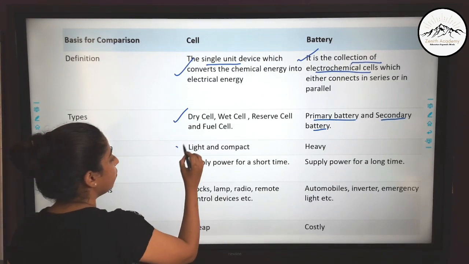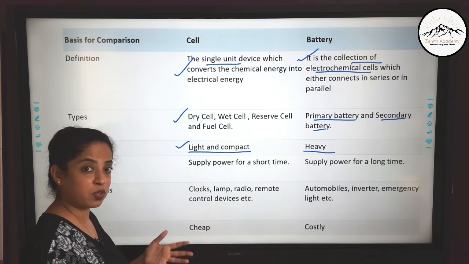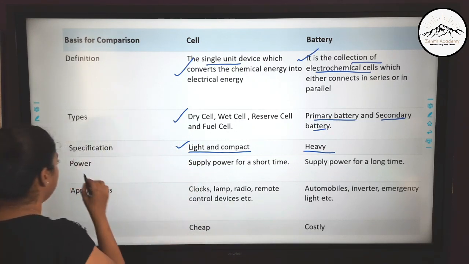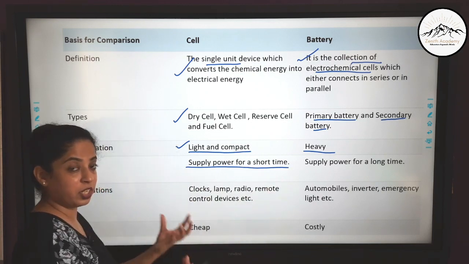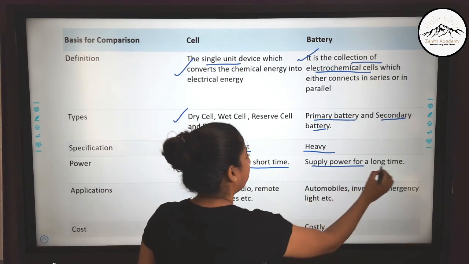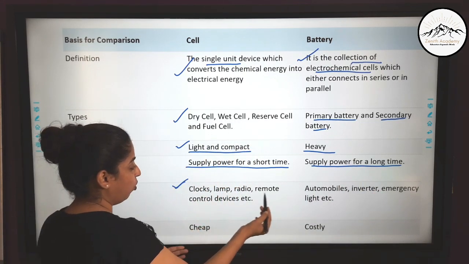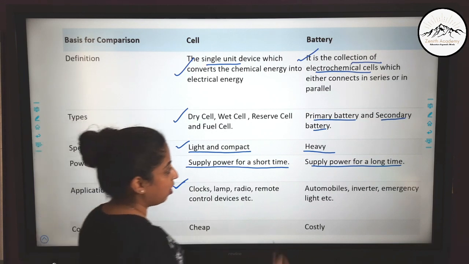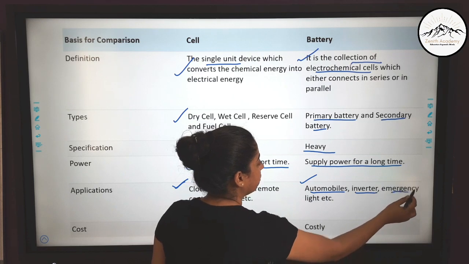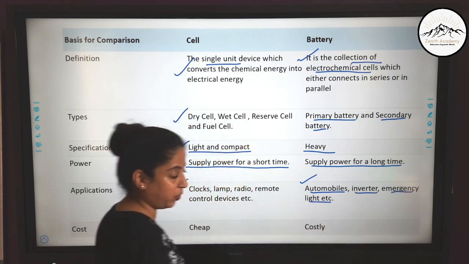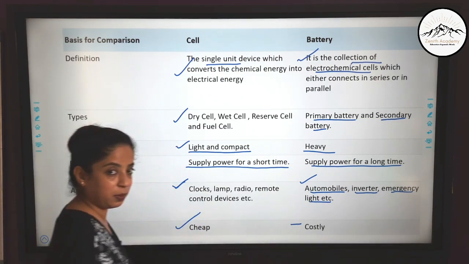Now, these are always light and compact, and these are heavy. You must have seen the batteries of your cars. They are so heavy. Now, power. Cells supply power for a short time, because it is very small, and batteries supply power for a long time. The applications of cells are clocks, lamps, radio, remote control devices, etc. And batteries have major applications in automobiles, inverters, emergency lights, etc. Obviously, this is cheap and this is costly.